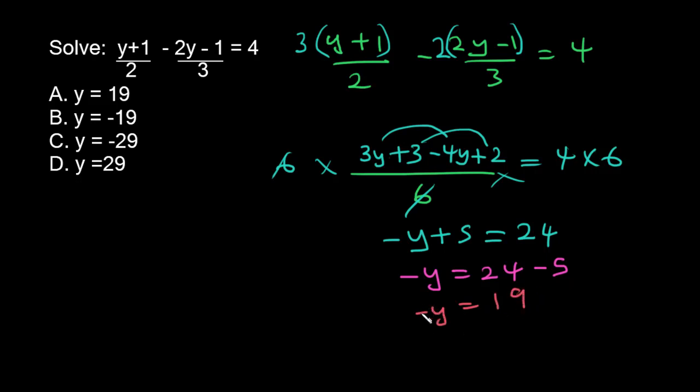Then we have to remove the negative sign from the left hand side, so we divide both sides of the equation by the negative sign. So we're going to have y equals minus 19. So this is our final answer. So answer option B is the right answer.